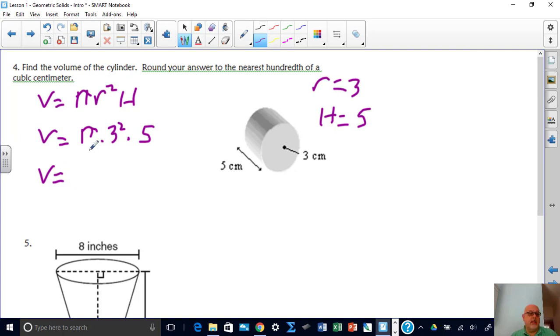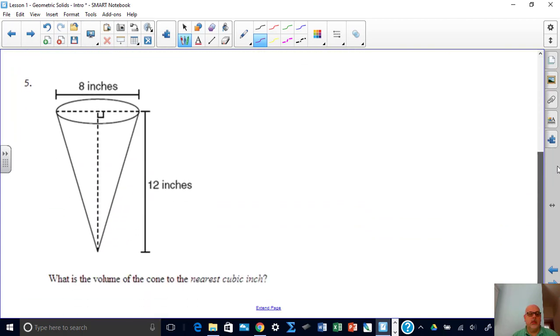So this is now a calculated problem. Pi times 3 squared times 5 rounded to the nearest hundredth gives you 141.37 centimeters cubed. Okay. Again, pause the video if you need to. Okay. Last one we're going to look at today, and then the lesson is over.